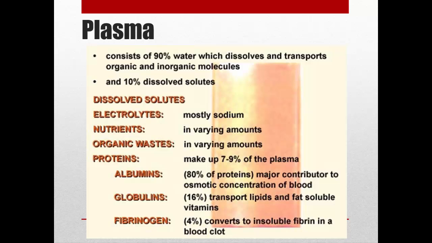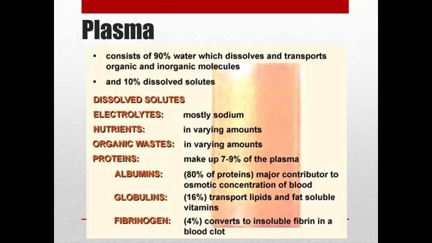Now, the plasma is again composed of just the fluid portion of the blood, and then the stuff that's either suspended or dissolved in that plasma. So most of the plasma, 90% of it, is water, and that, of course, is going to dissolve and transport the organic and inorganic molecules. And then 10% of that is the stuff that's dissolved in there.